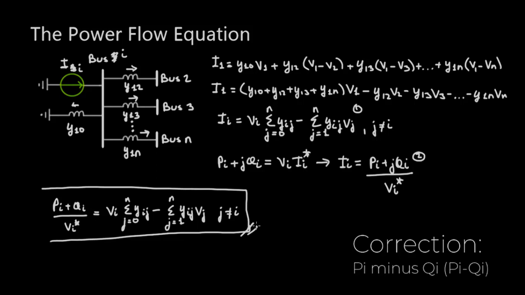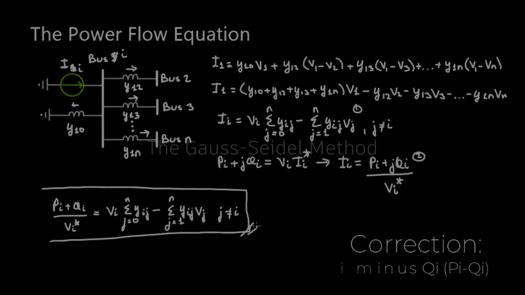And from here we can see that this is a system of algebraic nonlinear equations which we have to solve by iteration. And so we can solve them using methods like the Gauss-Seidel and the Newton-Raphson methods, which again are iterative methods for solving a set of nonlinear equations.